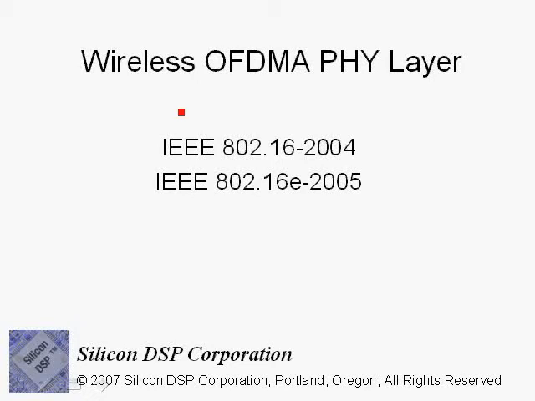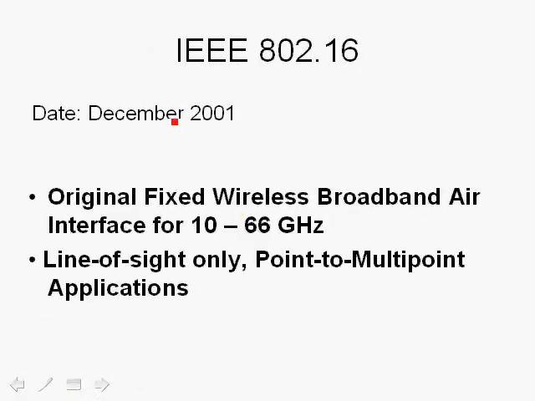In this section, we will present a tutorial on orthogonal frequency division multiple access as implemented in IEEE 802.16-2004 and IEEE 802.16e-2005. We'll focus on the physical layer with some discussions on the MAC, but the idea is to give a full, complete description of all the technical aspects involved with OFDMA.